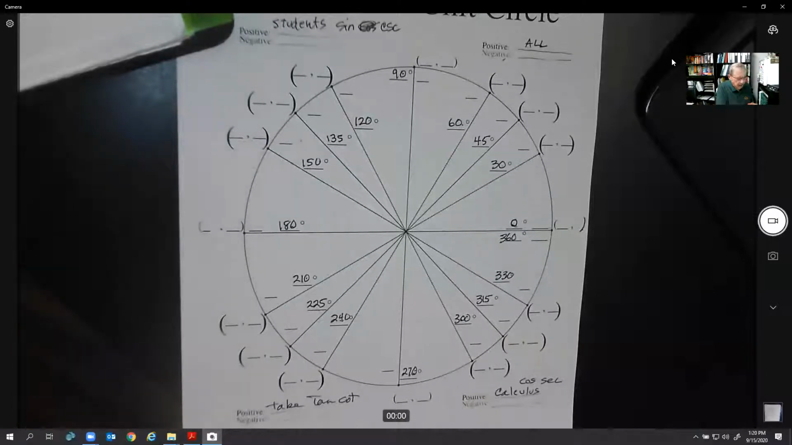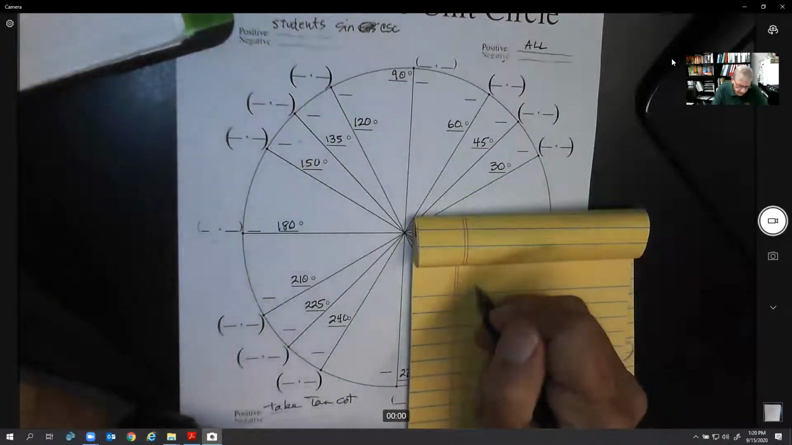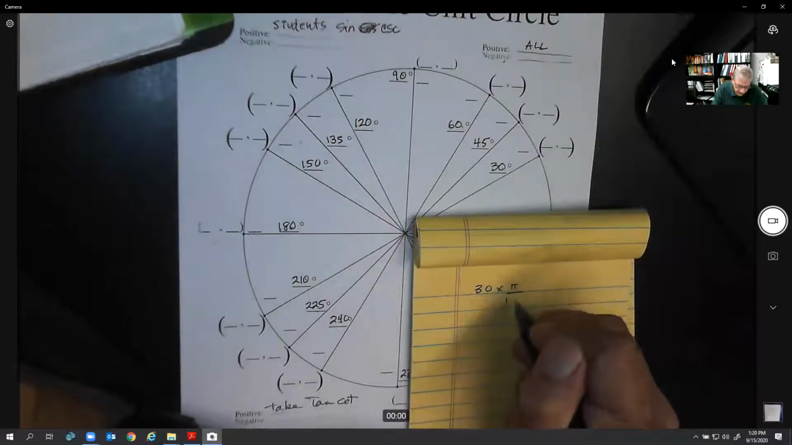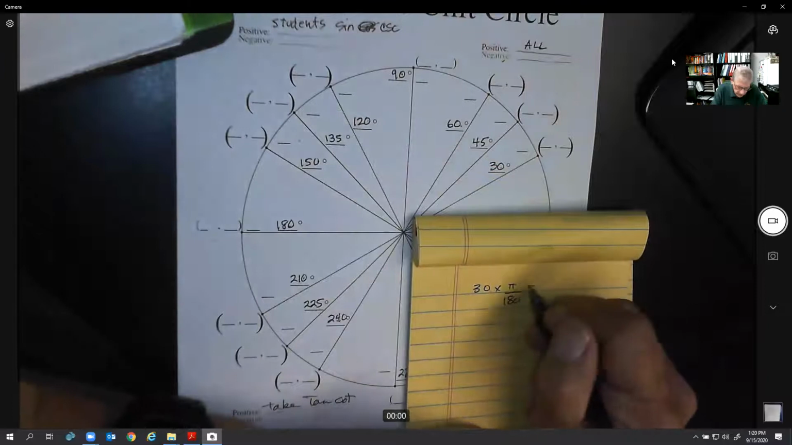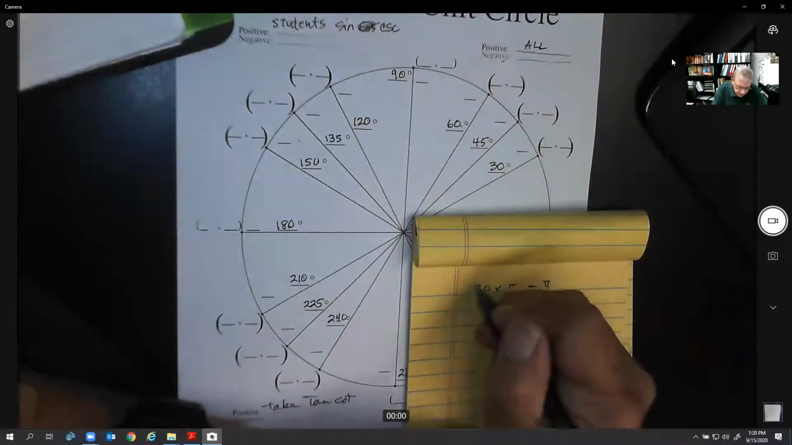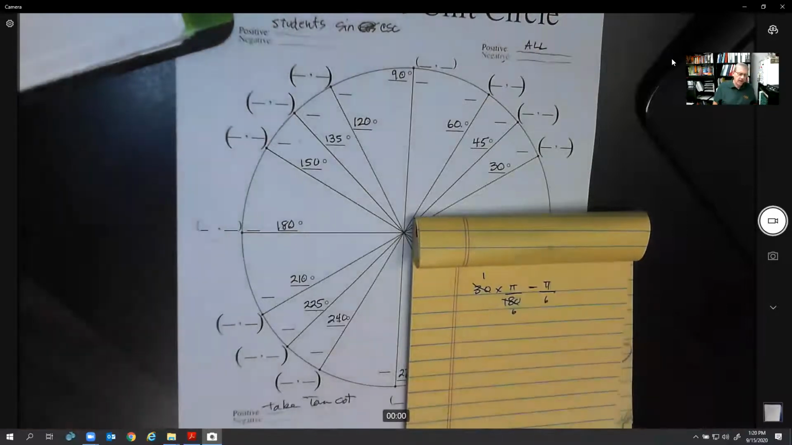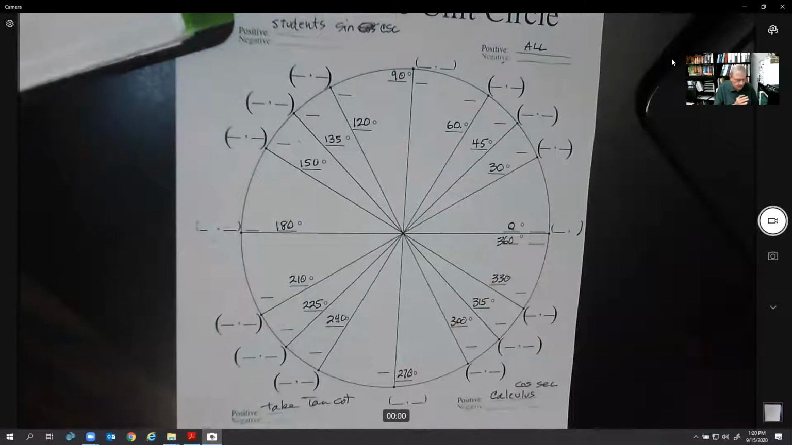Okay, now we're going to convert those to radians. Well, how do you convert an angle to radian? You can take the angle 30 times pi over 180, excuse me, I'm getting ahead of myself. And that would give you pi over 6. We could do that for each one, but that's kind of time consuming. So let's see if we can figure out a way to do this that would be a little bit easier.